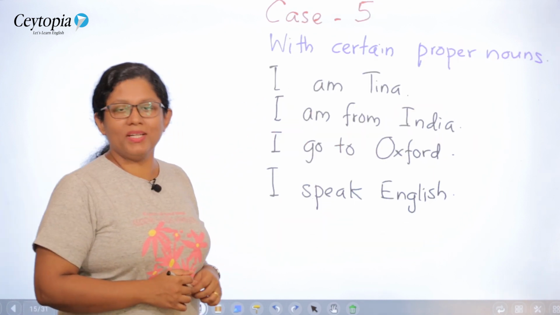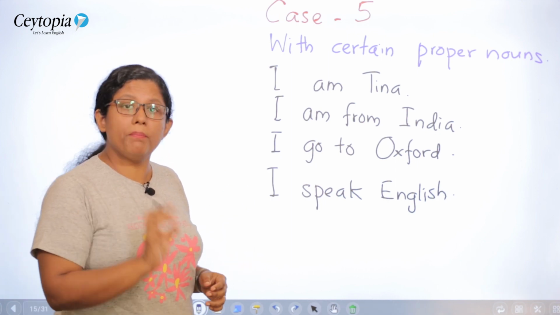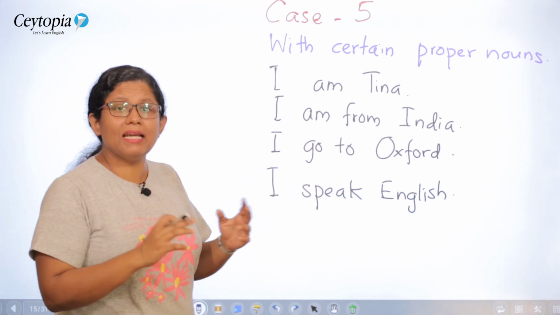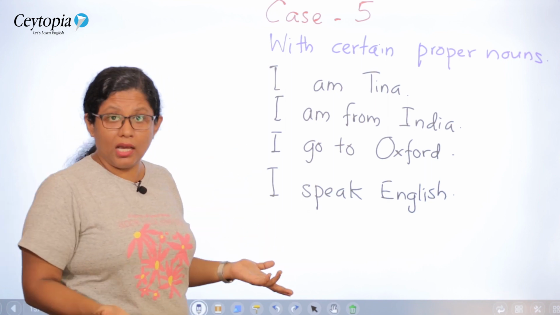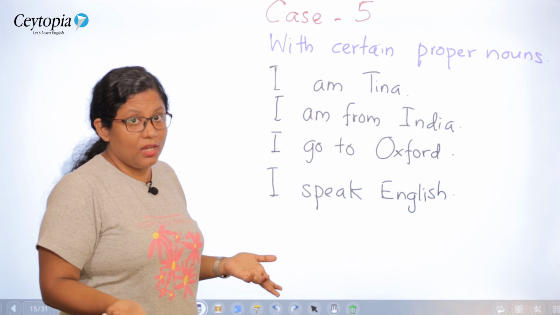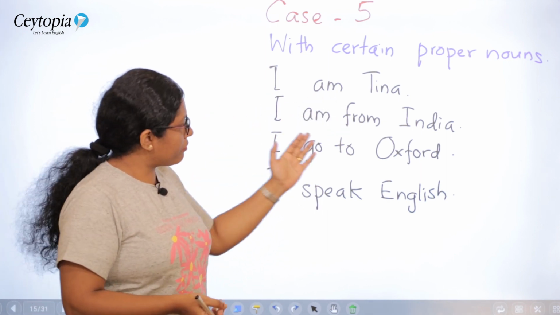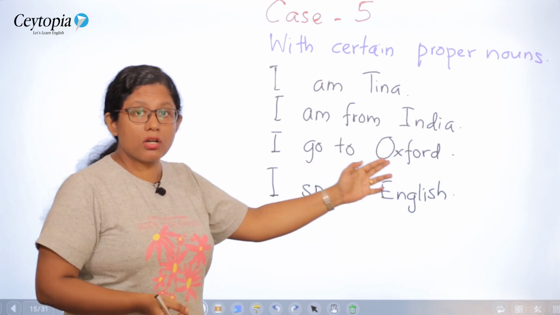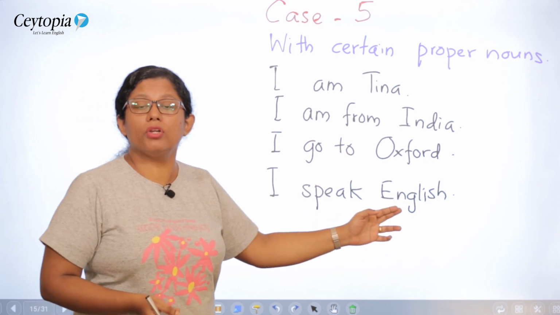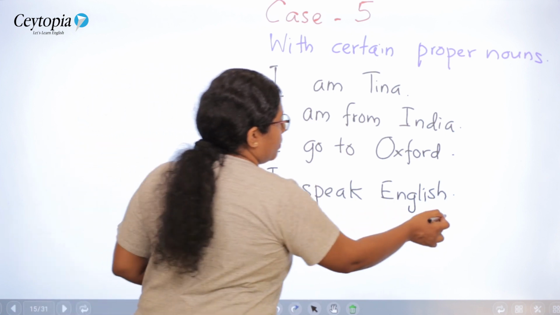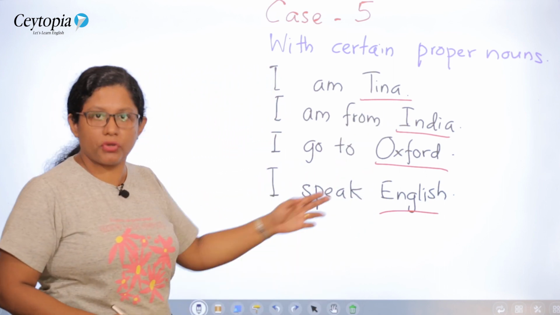With certain proper nouns, we usually do not use "the." Before proper nouns, we don't use any article, either "a" or "an." I am a Tina? No. I am the Tina? No. These are the usual cases. I am Tina. I am from India. I go to Oxford. This is my college or university. I speak English. With all these proper nouns, you do not use any article before them.